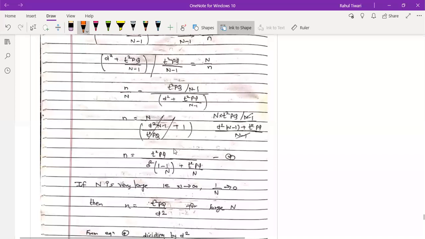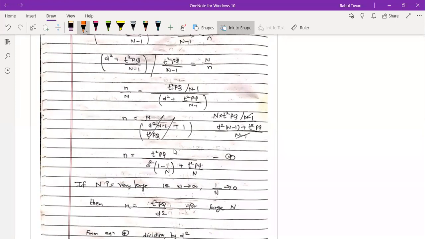If you take the reciprocal, then this quantity goes down and this comes up. So t square pq upon capital N minus 1. Again you multiply by this, n will be here. So n into t square pq upon n minus 1, whole thing divided by d, again cross multiply. This you can cross multiply.